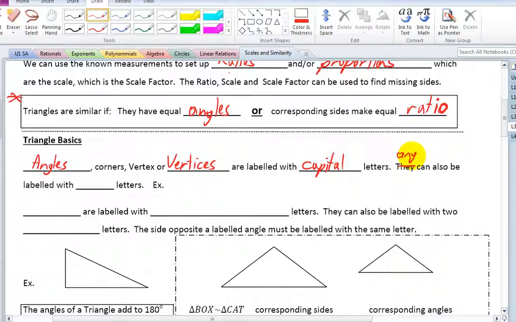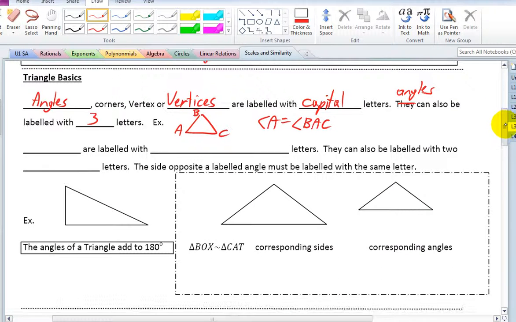Angles can also be labeled with 3 letters. For example, if we have a triangle ABC, angle A also equals angle BAC. So the angle can be named either way. Notice how the vertex is the middle letter of the name. So angle A is angle BAC.